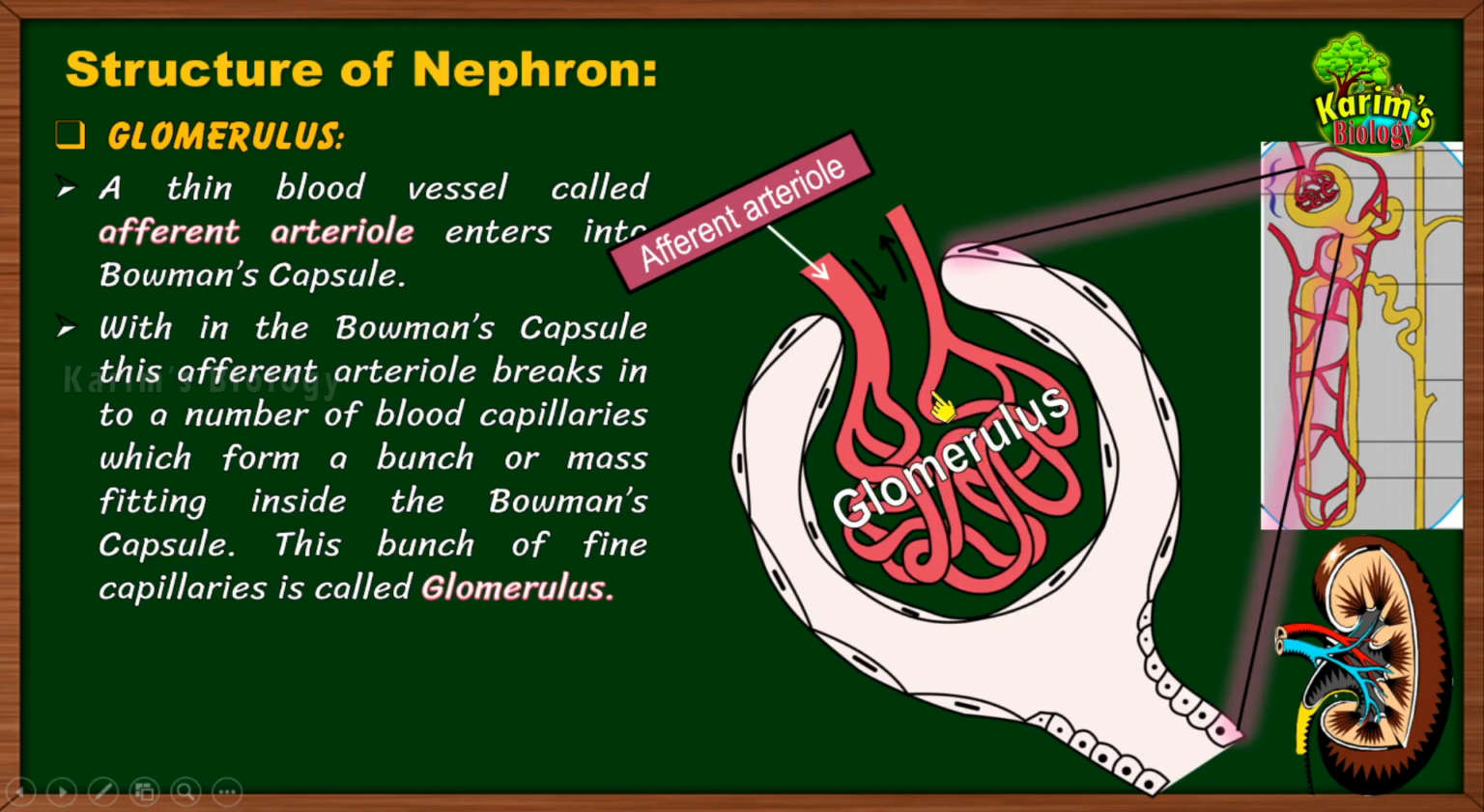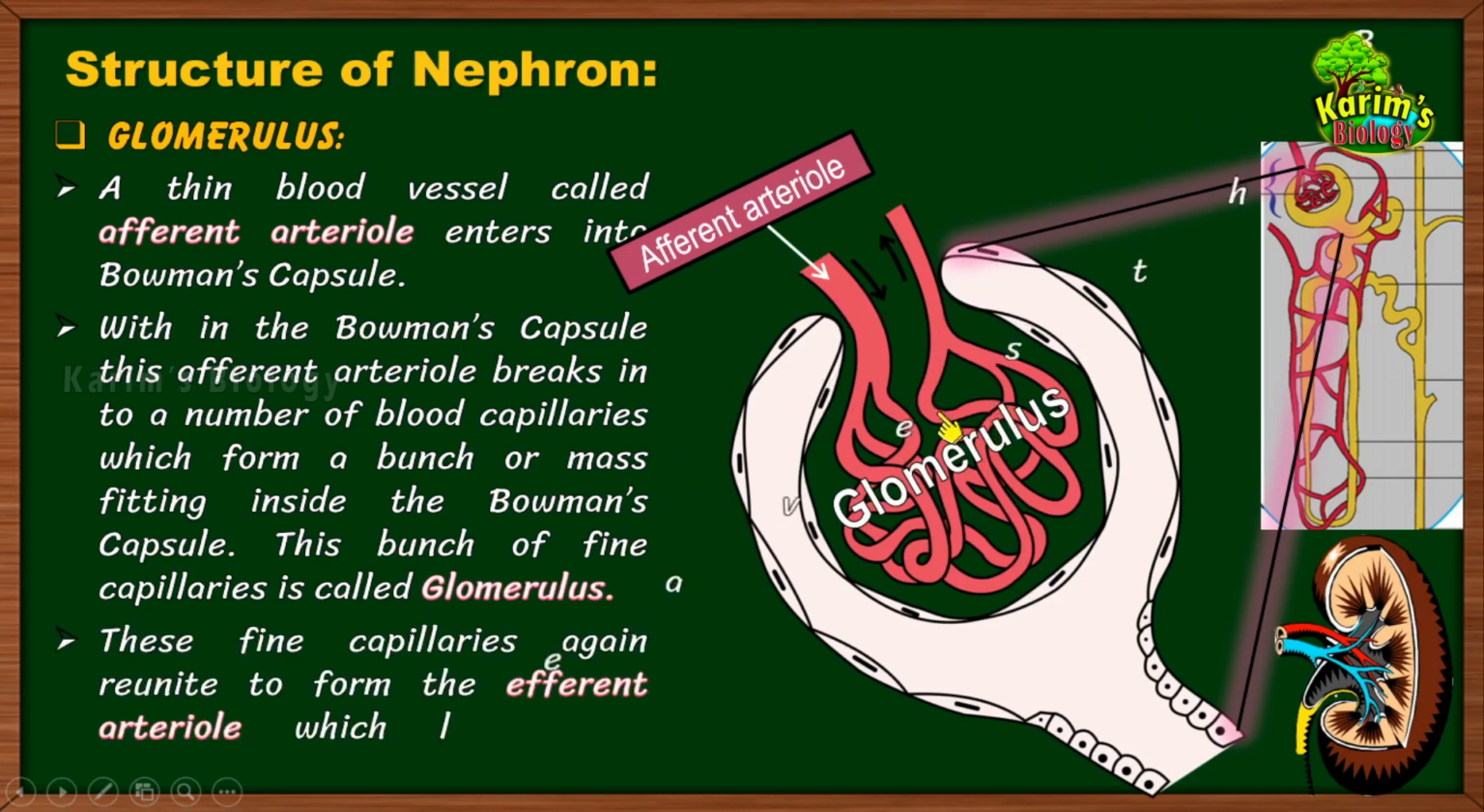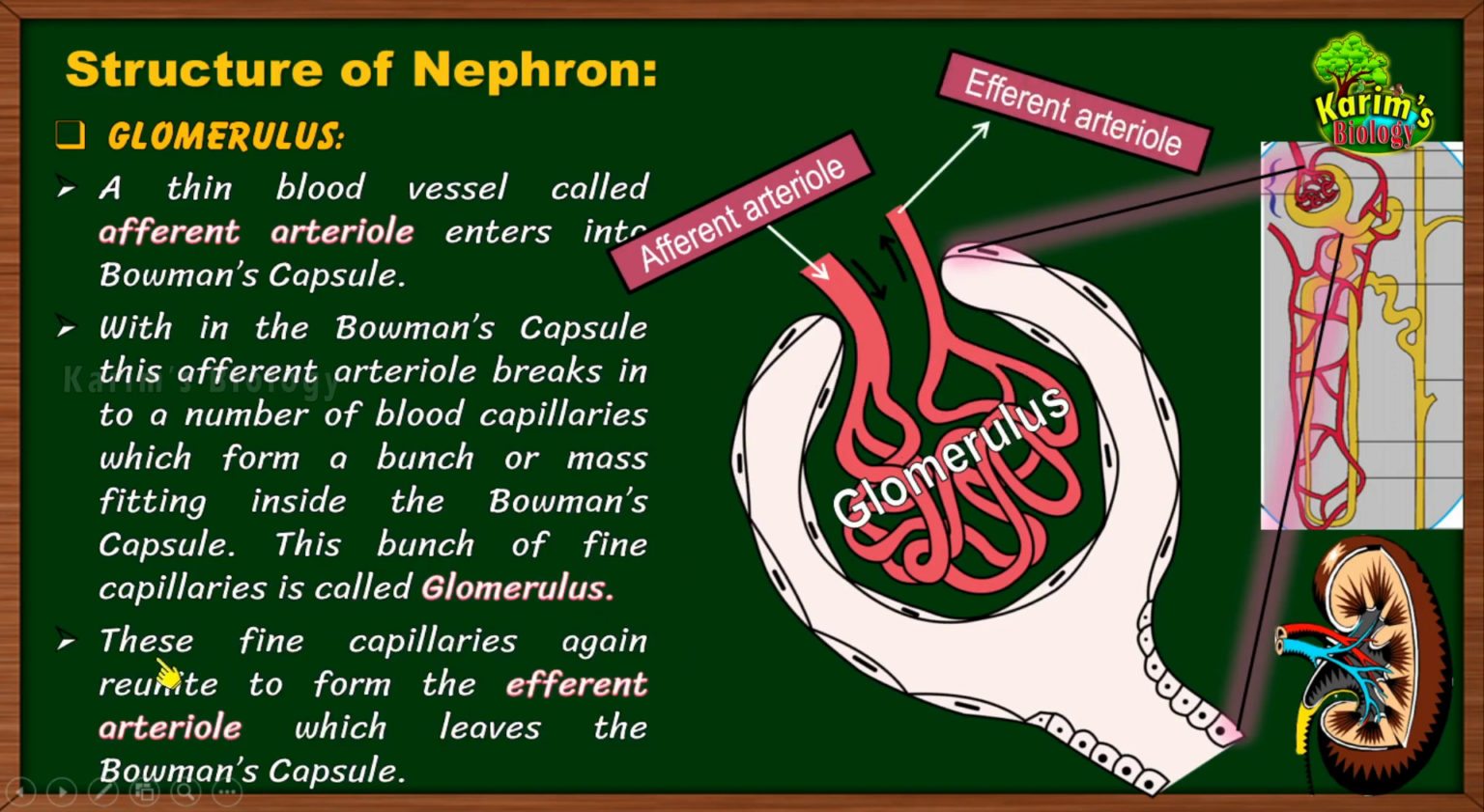glomerulus. But again, you see what is happening? These capillaries are again fusing. Look here, these fine capillaries again reunite. Once the branches are formed, they are again reuniting and forming another arteriole which is going out of the Bowman's capsule, right? So there are two arterioles which are continuous. The afferent arteriole is incoming into the Bowman's capsule, dividing into multiple capillaries, and all these capillaries again fuse together, forming an arteriole which is leaving the Bowman's capsule.